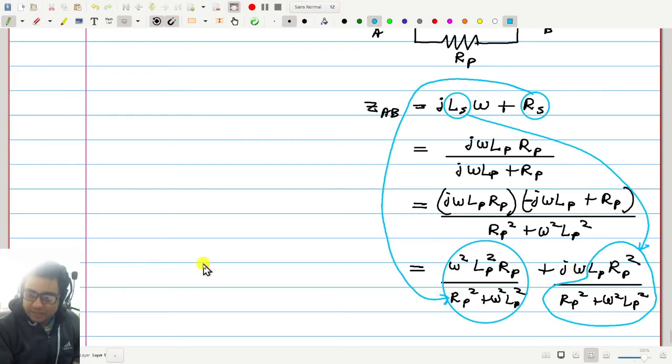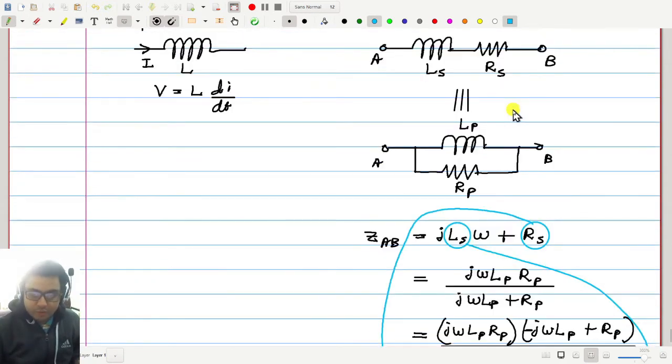Here we are expressing LS and RS in terms of LP and RP. You can do the opposite thing. That means you can write LP and RP in terms of LS and RS. How will you do that?